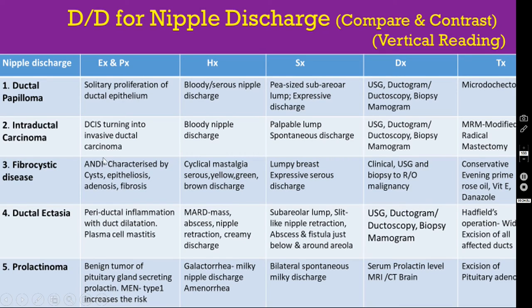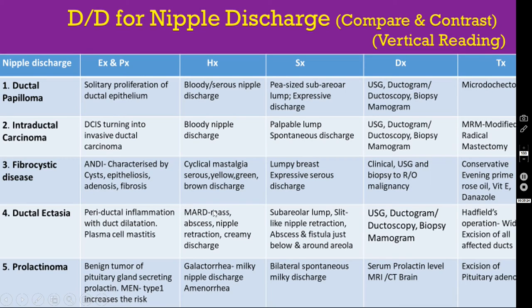So what is the treatment for fibrocystic disease? It is always conservative treatment. You can give evening primrose oil, vitamin E, or in some patients you can even give danazol. If it is ductal ectasia, it is periductal inflammation with duct dilatation also. This is also known as plasma cell mastitis. What is the history? Patient will have what is called MARD.